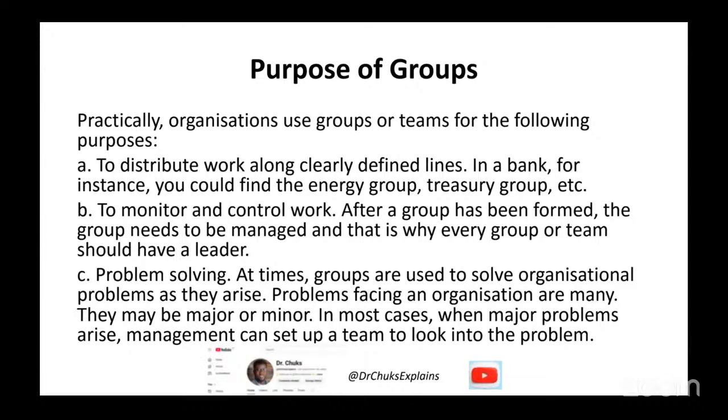Particularly, organizations use groups or teams for the following purposes. One, to distribute work along clearly defined lines. For example, in a bank, you could find the energy group, the treasury group, and the marketing group, and so on and so forth. Number two, you can use groups to monitor and control work.